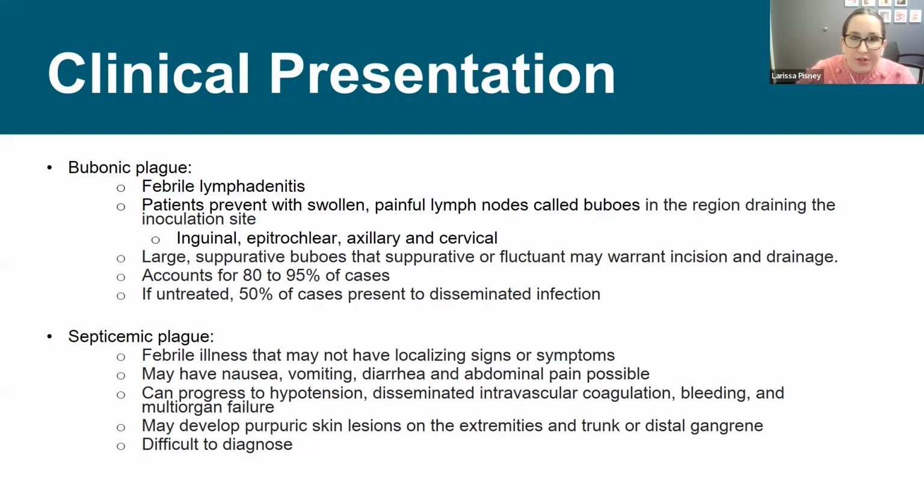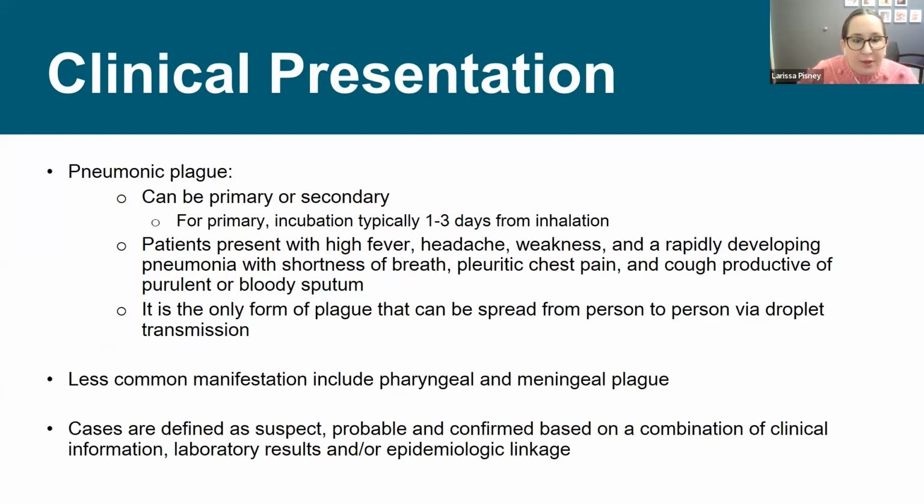And oftentimes patients will develop purpuric skin lesions on their extremities or trunk, or gangrene of their distal extremities. So you can see with this very non-specific collection of symptoms that it could be very hard to diagnose. And then pneumonic plague, which is the kind that we would think about most commonly in the setting of a potential bioterrorism event, can be primary or secondary.